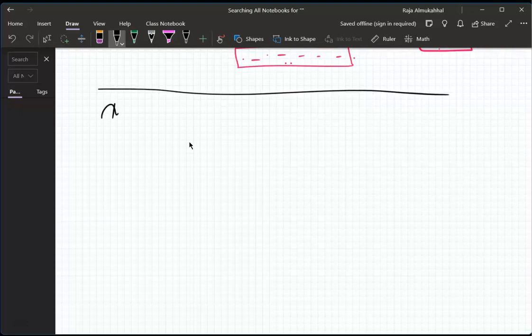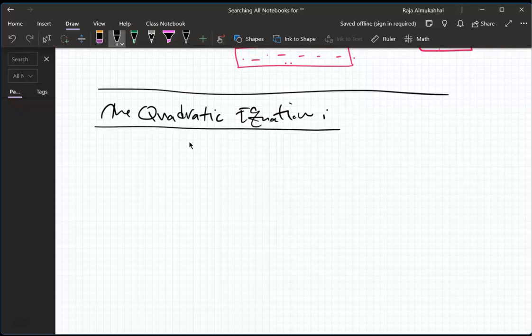The quadratic equation. Again, I'm sure you're familiar with it. I just want to go over it very briefly, just to remind you, especially if you haven't seen math in over a year or so. So the quadratic equation basically looks like ax squared plus bx plus c equals 0.